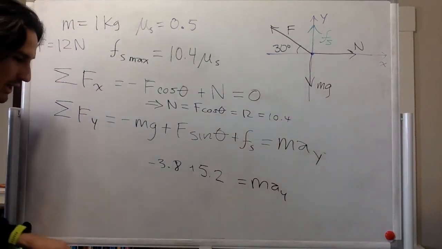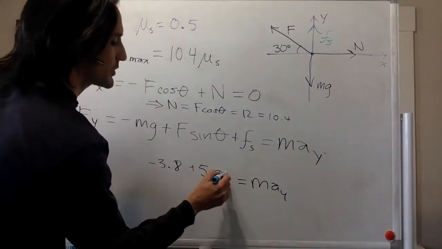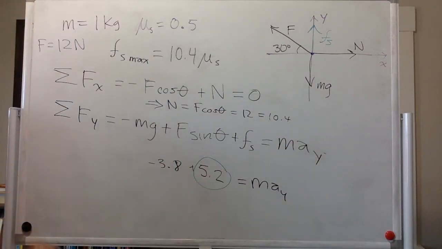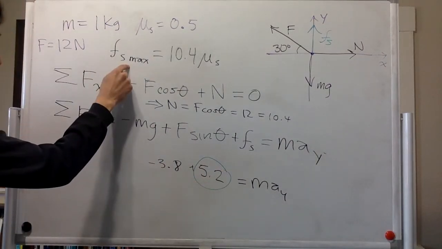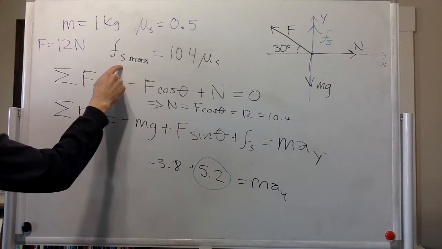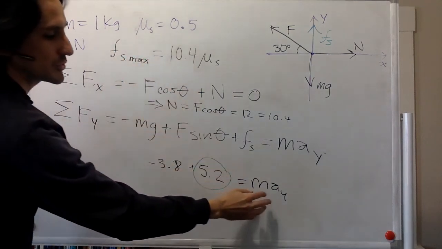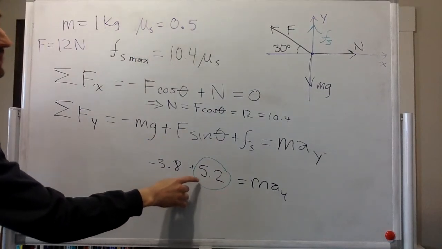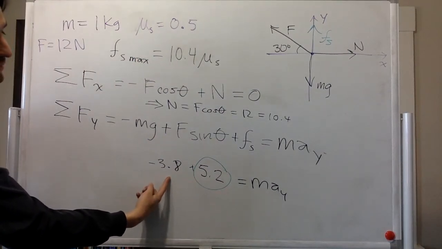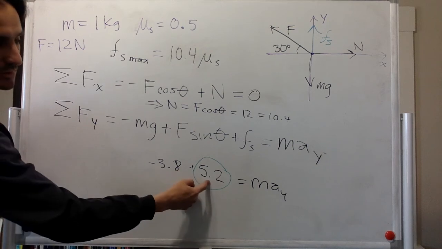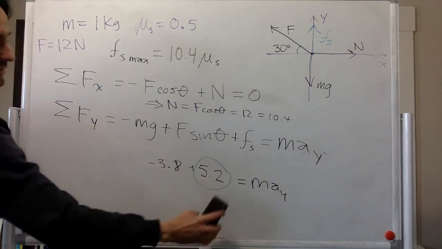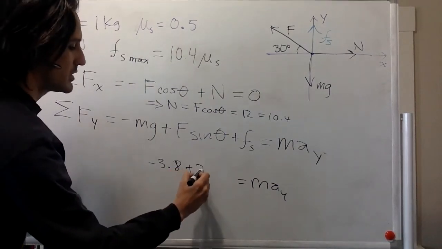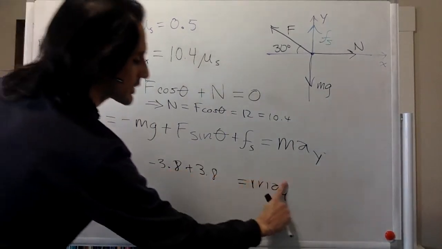But this is kind of a lie. Okay, so be aware of that. This 5.2 is the maximum. What the static friction is going to do is change its value to make this equal to zero. And can it provide 3.8 newtons of resistance? Yes, it can. The maximum is 5.2. So this is actually going to be 3.8, so that it makes this one exactly equal to zero.